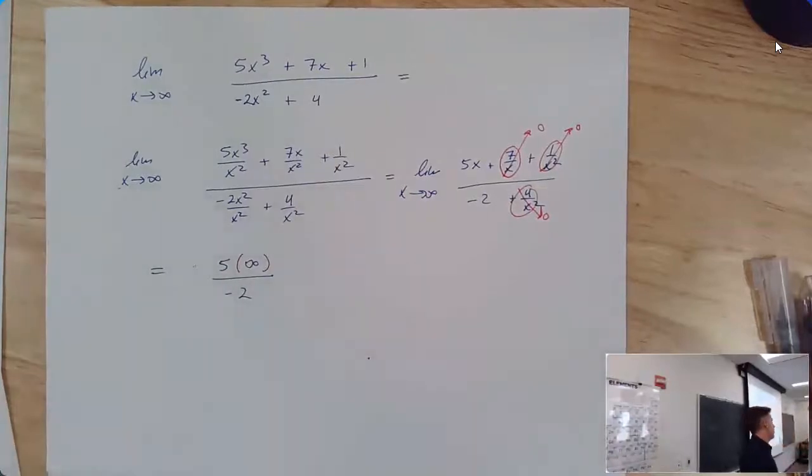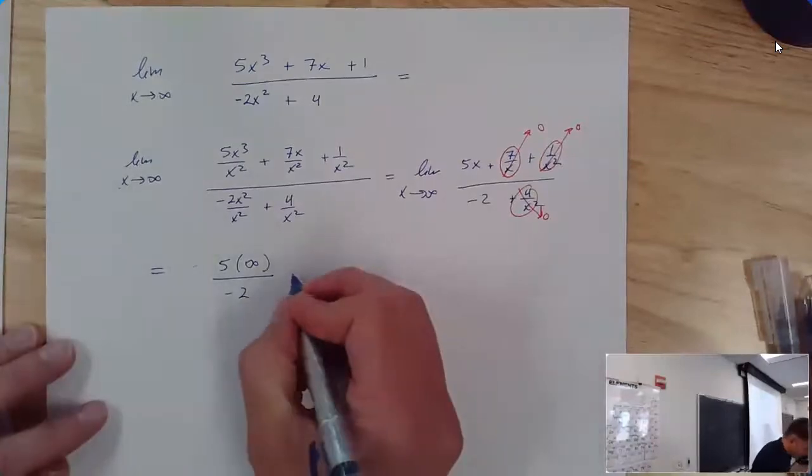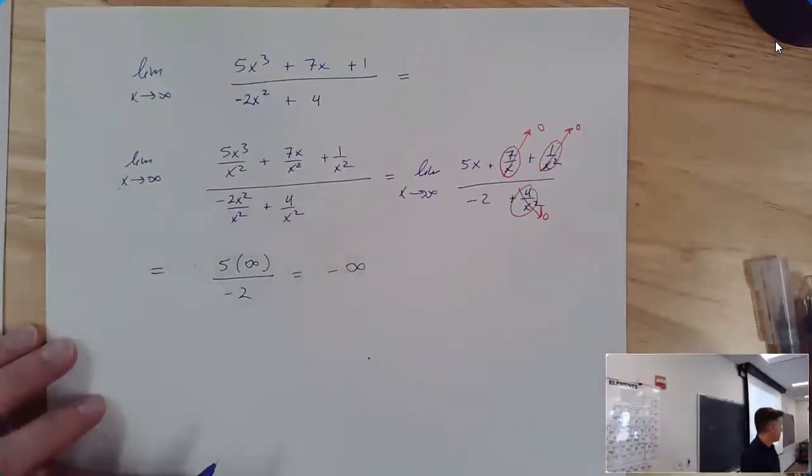What's 5 times infinity? It's 5 times bigger than infinity, which is still infinity, right? A number times infinity is still infinity. Or I should say a positive number times infinity is still infinity. What's infinity divided by negative 2? Negative infinity. The sign has changed. So it's going to be negative infinity.